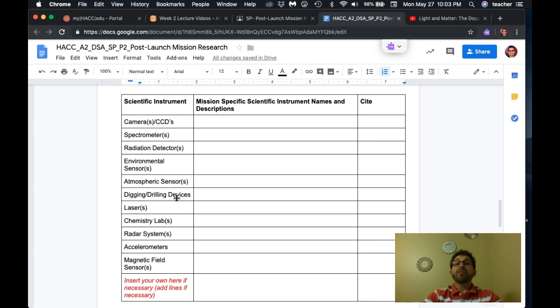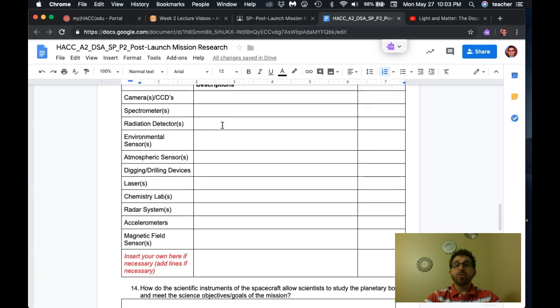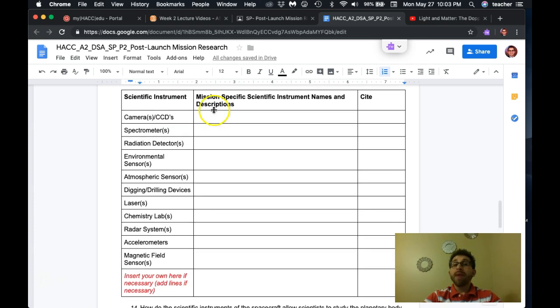The scientific instruments on board. This, once again, is not an exhaustive list, and your mission may or may not include all of these. It's likely it won't include all of them. You, once again, should try, if you can, to add as many additional ones as you have. This should be an exhaustive list of your mission's scientific instruments. Please use their actual instrument names and give me full descriptions of what it is they do. Cite all your sources.